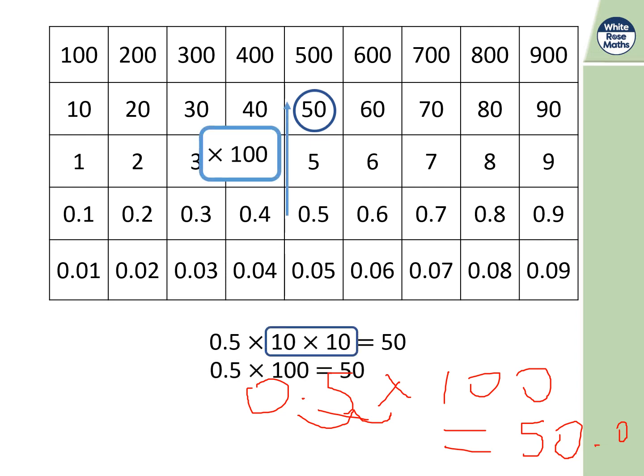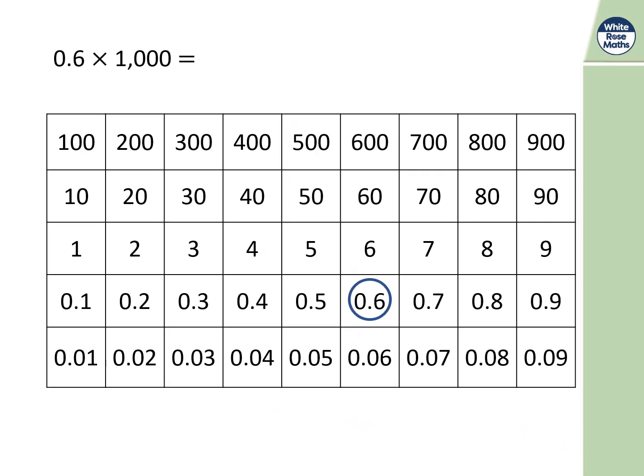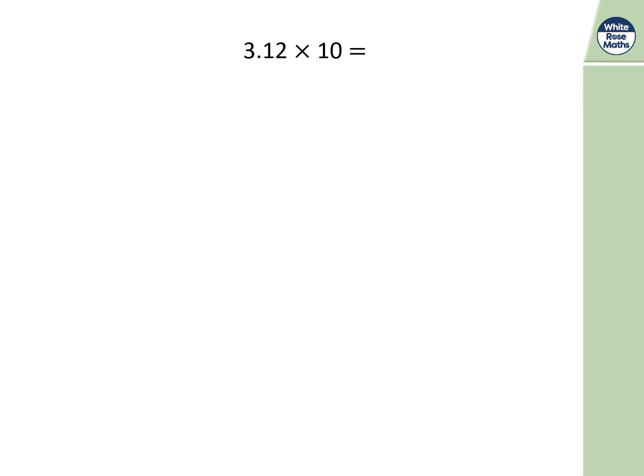Okay, times it by 100. There we go. 0.6 times 1,000. So I'm going to move it 3 places. You can see that the answer will equal 600. The decimal point moves 3 places to the right. When I'm timesing by 10, 100, 1,000, it moves to the right. If it moves to the left, then I'm dividing. So 0.6 times 1,000 is equal to 600.